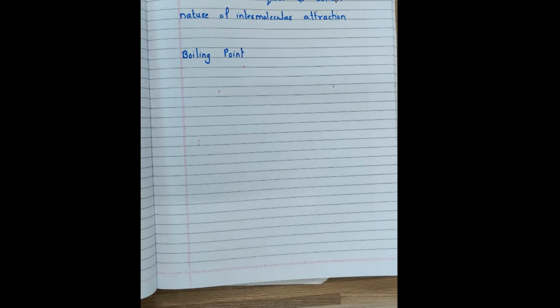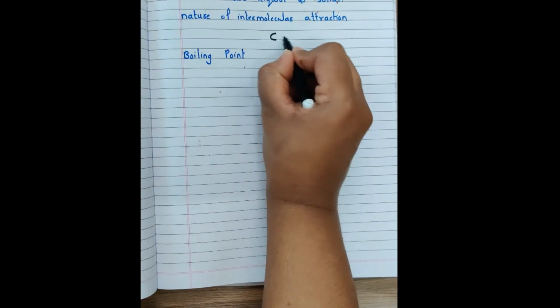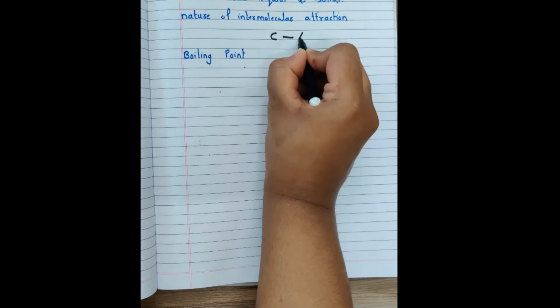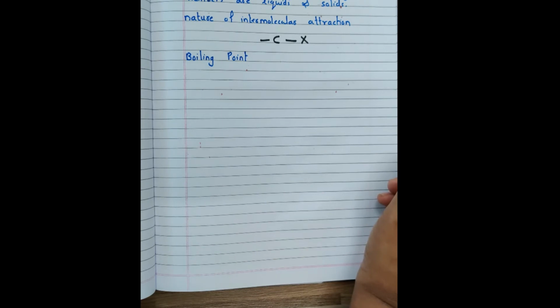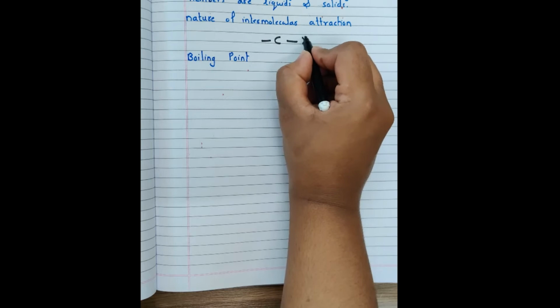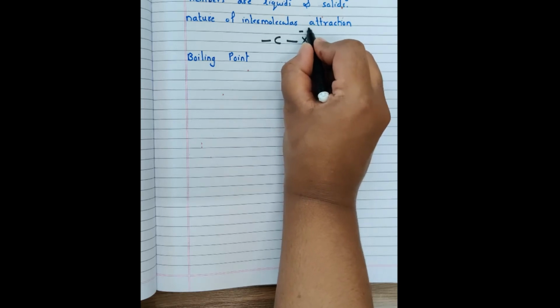Now let's discuss the nature of molecular attraction. Alkyl halides are organic compounds, so they contain covalent bonds, we know that. Now let's look into the bond between carbon and halogen. Wherever we find a carbon-halogen bond, we know that halogens are electronegative in nature. As they are more electronegative than carbon, they pull the bonding pair towards themselves and acquire a partial negative charge.